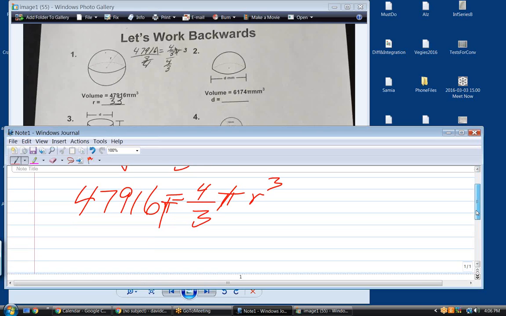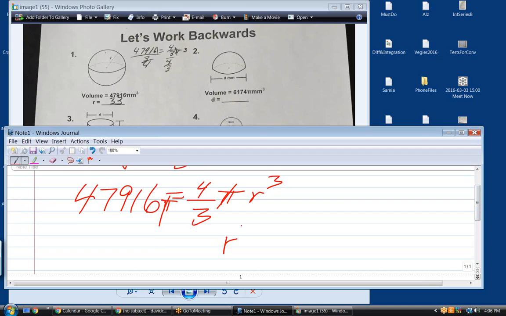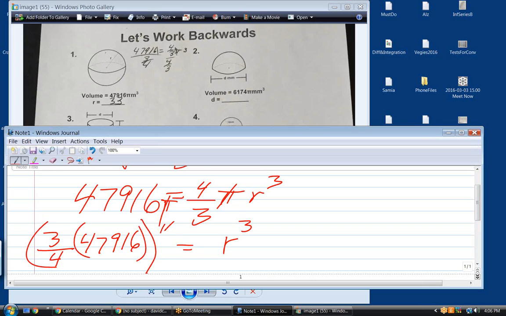Now, relatively easy. You have r cubed equals 3/4 times this number, 47916. What's the cube root of that? Solve for r. In other words, once you get all the knowns filled in, then it's just solving an algebraic equation.